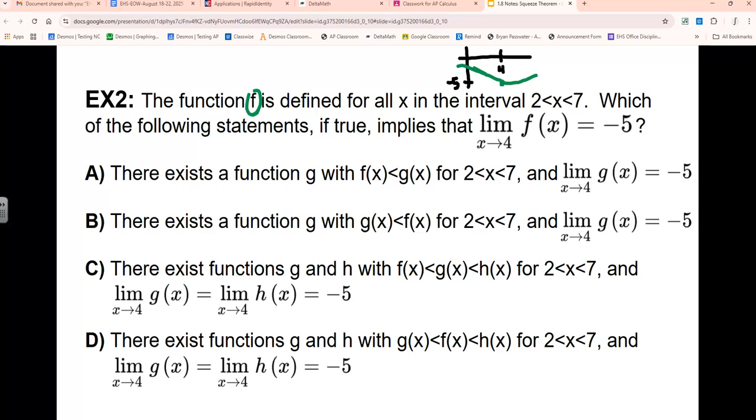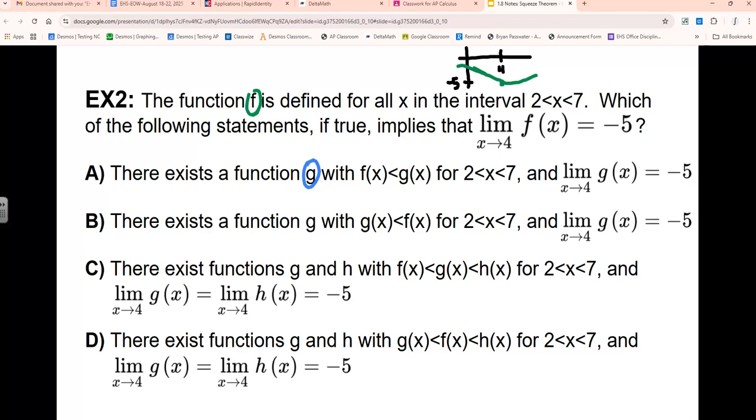So answer choice A says there exists a function g. Let's use a different color for g. We'll use blue for g. And it's telling us f is less than g, meaning f is below g, right? And then they give us the limit.